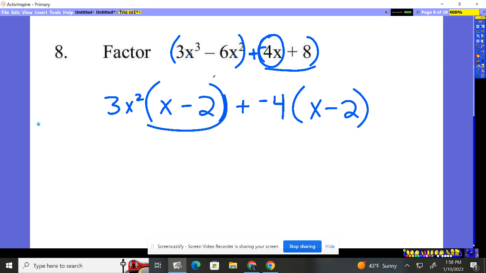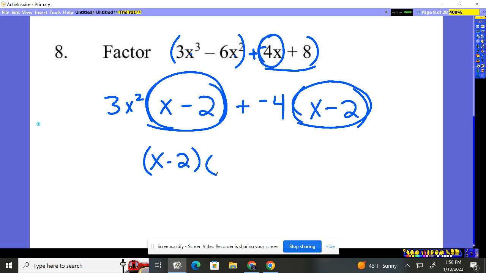Now we notice we have an x minus 2 here, x minus 2 here. So technically we're factoring them out. And the other binomial is going to be the 3x squared plus -4. Instead of writing plus -4, we're just going to write -4. And there we have problem 8.